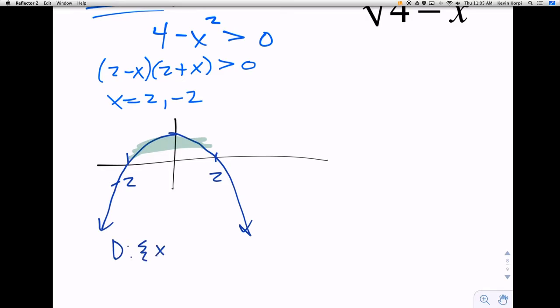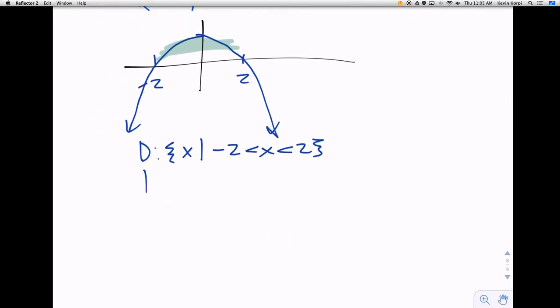So the domain of our function is going to be the set of all x such that negative 2 is less than x is less than 2. And of course, you could also write that as an interval. And in this context, it's not an ordered pair.